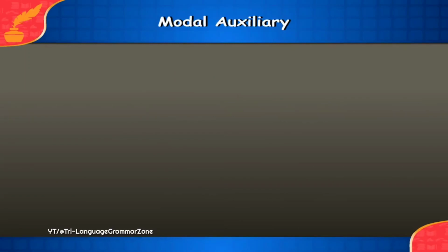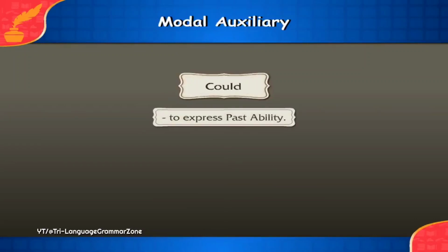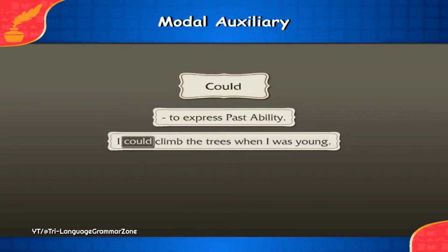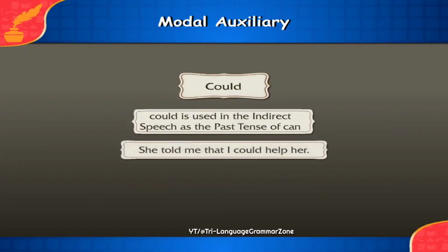The next modal auxiliary is could. Could can be used to express past ability. For example, I could climb the trees when I was young. This shows that climbing was the ability in the past and not in the present. Could is used in the indirect speech as a past tense of can. For example, she told me that I could help her.